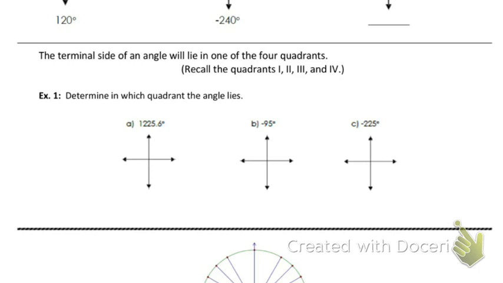So all this is asking me to do is this is my initial side. I'm not too worried about the initial side because it's always there. Always. What I'm worried about is the terminal side. What happens when this side spins around 1,225.6 degrees? Where is it on here? Just got to plan to at least start.